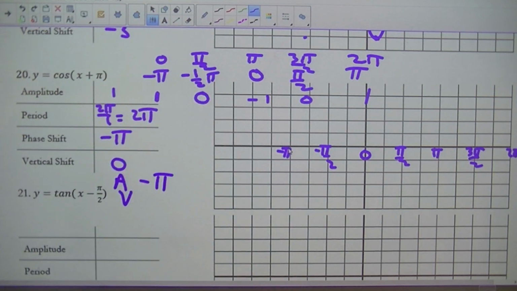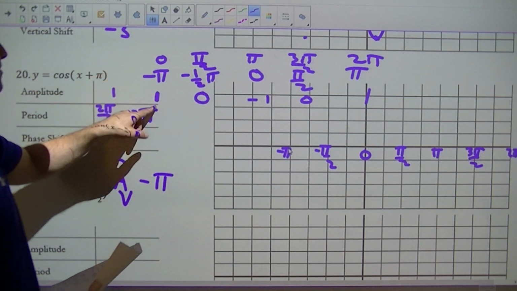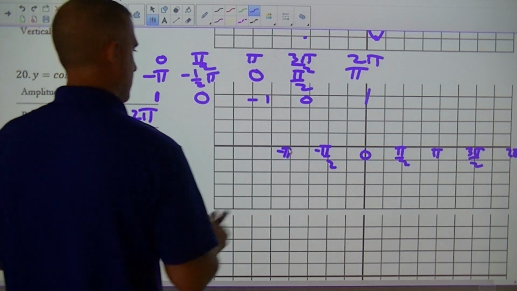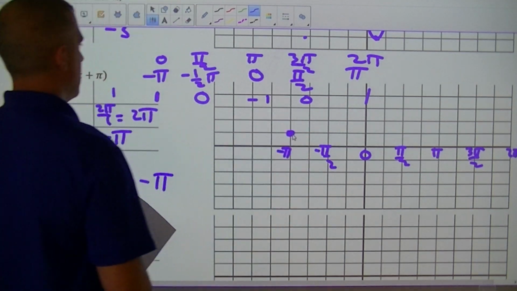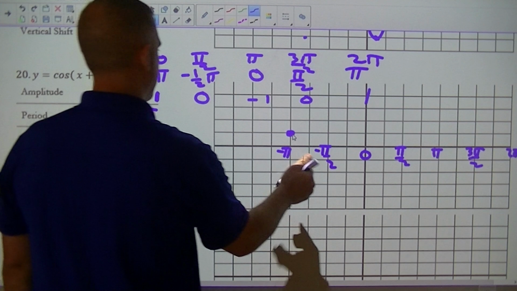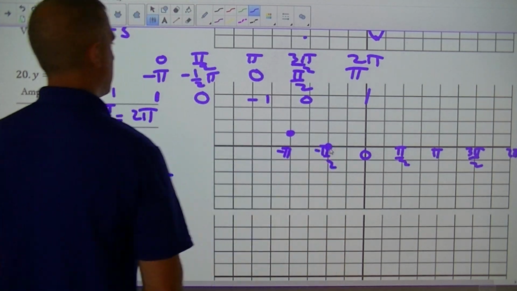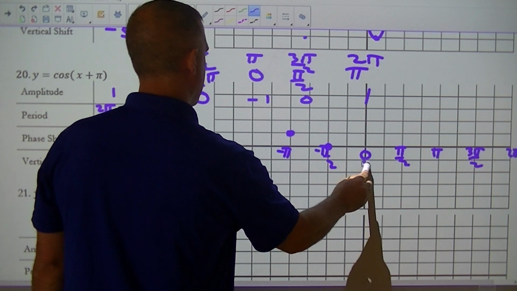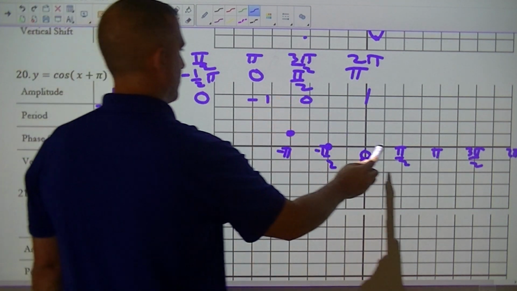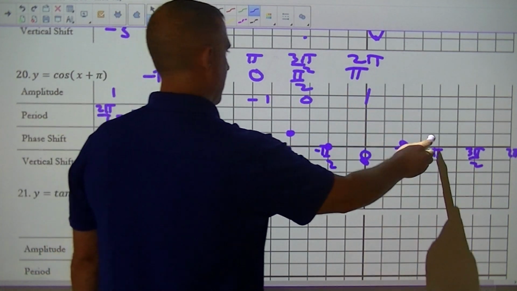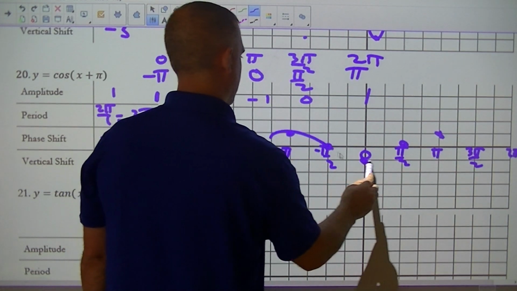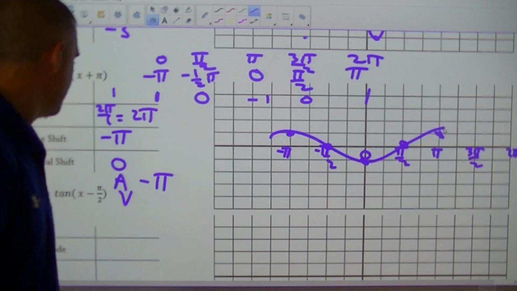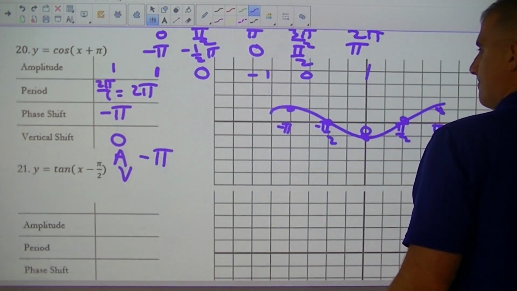All right? So, at negative pi, I would graph 1. At negative pi over 2, I graph 0. At 0, I graph negative 1. At pi over 2, I graph 0. And at pi, I graph 1. So this is what my graph would look like. Okay? Moving on to the last problem.